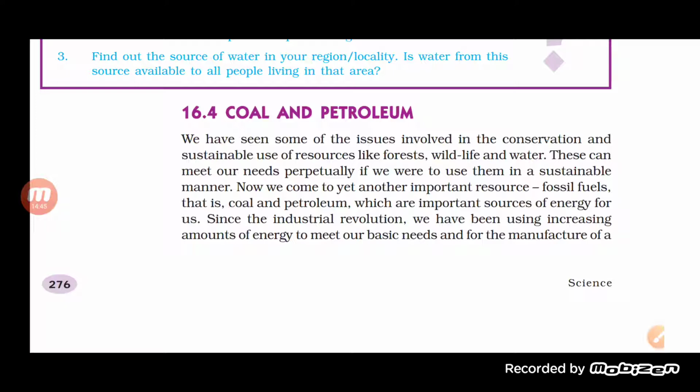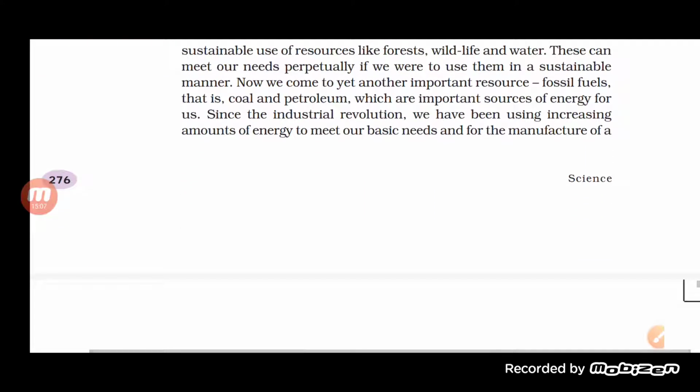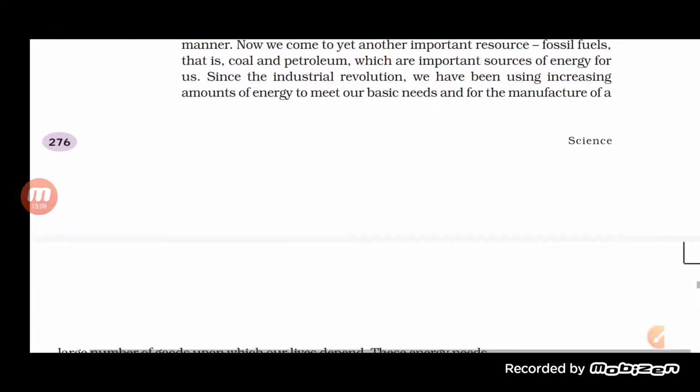And the industrial revolution has been increasing the amount of energy to meet our basic needs. Not only this, it is also used for the manufacture of goods on which our life depends. So all this energy is important, and we get it from coal and petroleum.